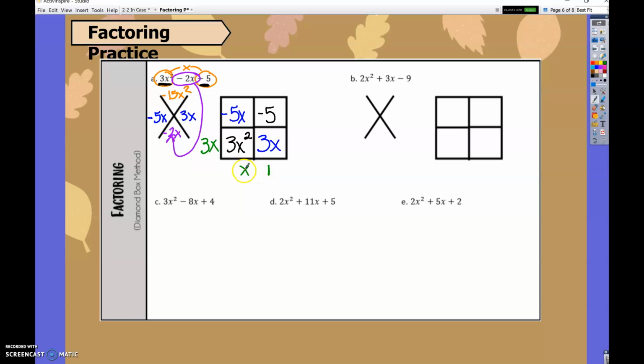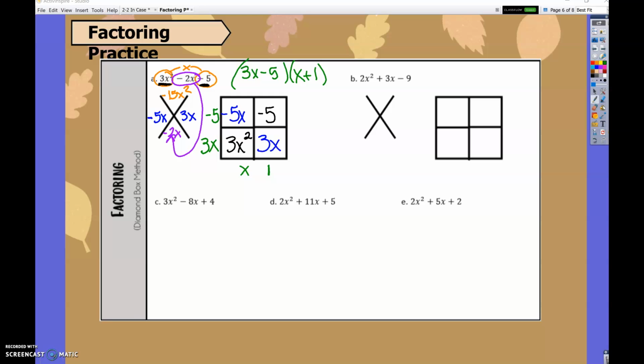That's a 1. And x does appear up here in the negative 5x, but I need a minus 5 out here to complete that multiplication. Magically, your answer appears on the outside of your box. 3x minus 5 times x plus 1 will be your factored form.